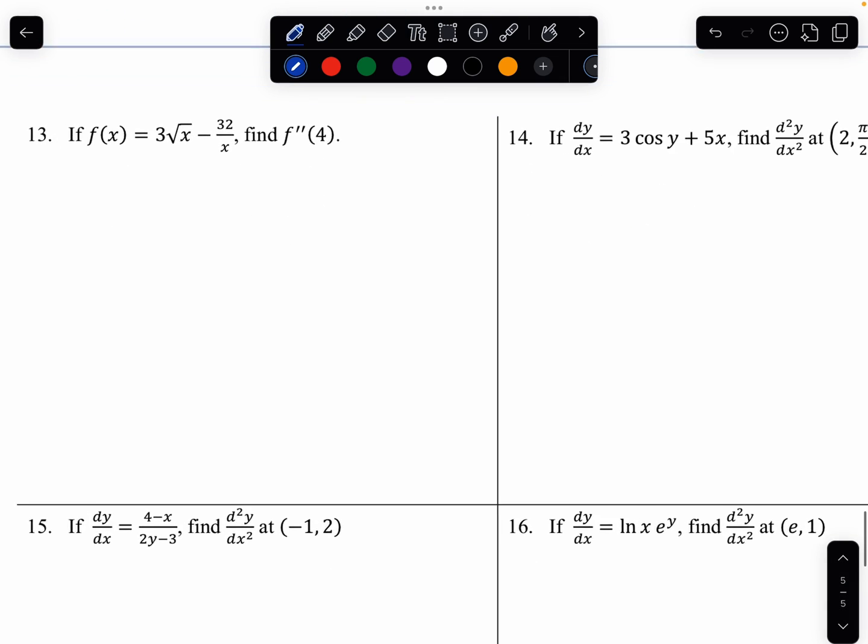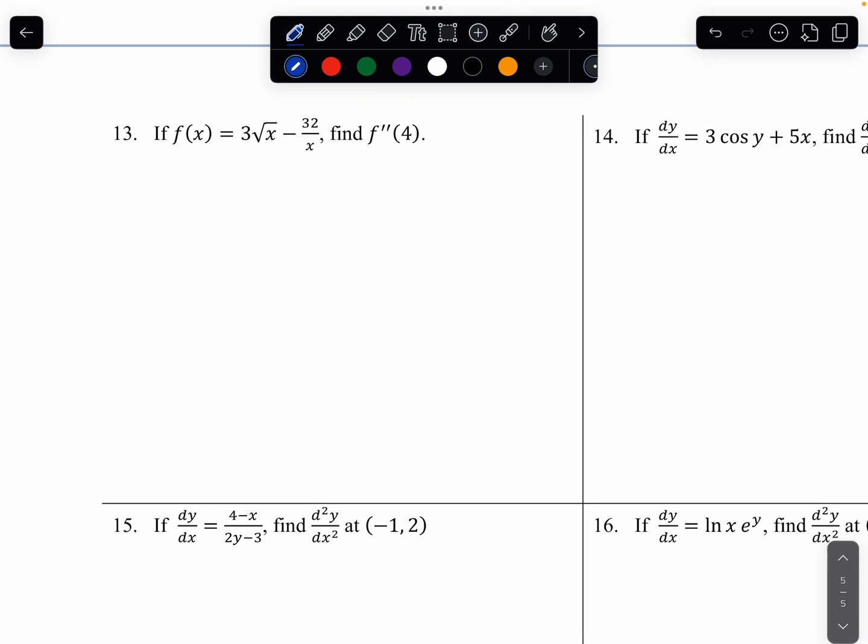All right, for 13. Oh, man. Okay, yeah, let's do it. So, I really don't like how these are written.